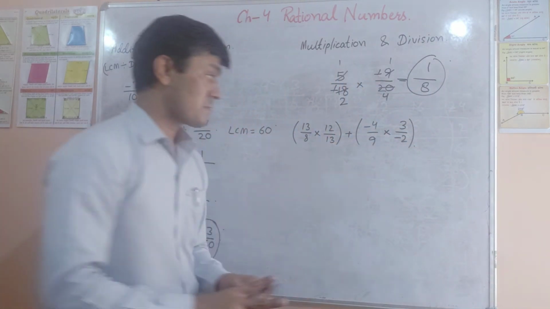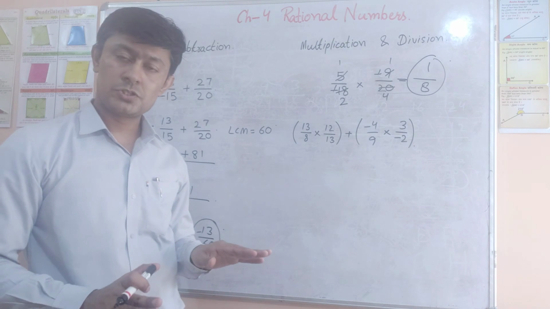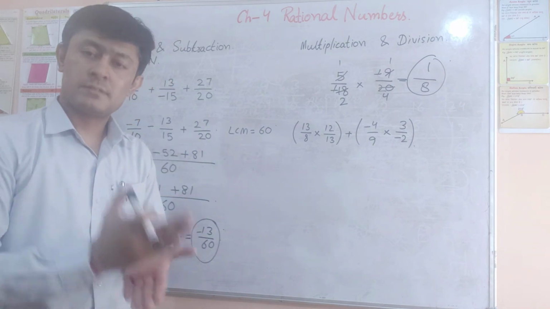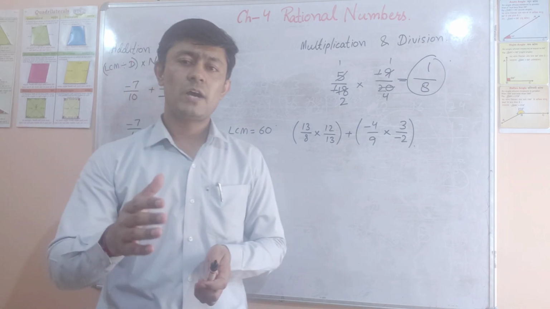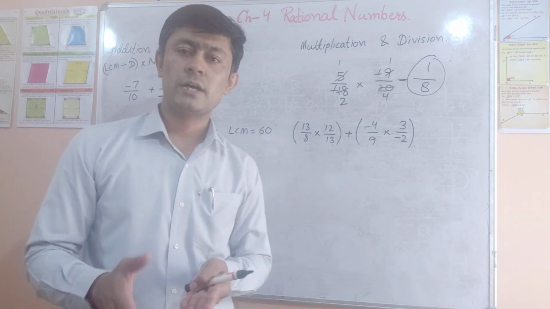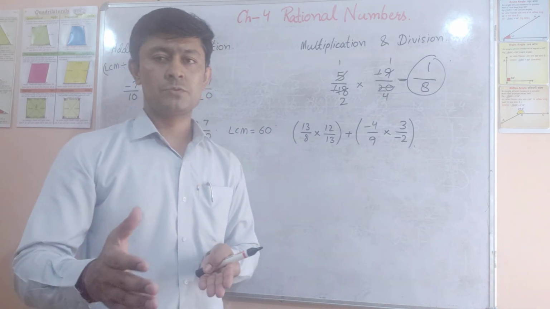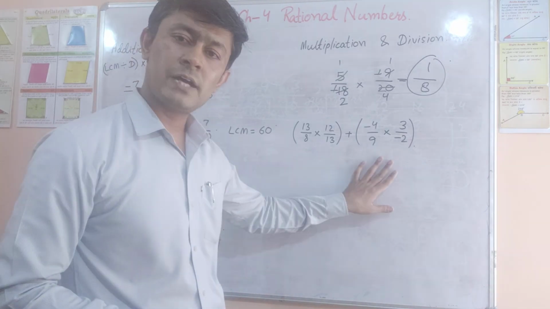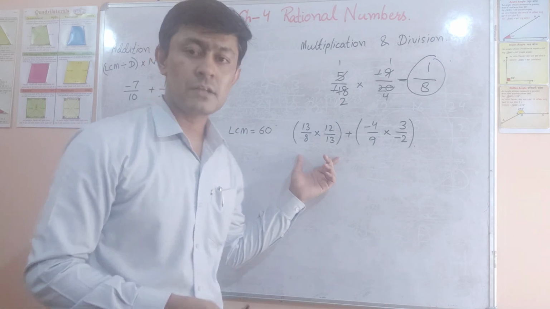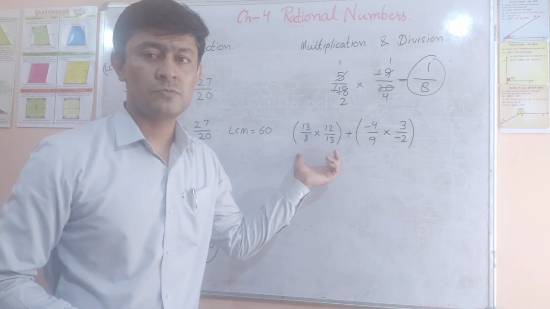And the next one is the question which includes the addition, subtraction as well as multiplication. Now wherever you find all these 3 or 4 arithmetic operations, what do you have to do? You have to follow the BODMAS rule here. In this case, first of all you have to solve the bracket, right? According to the BODMAS rule, you have to solve first of all the bracket.